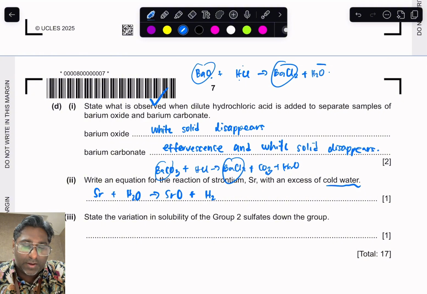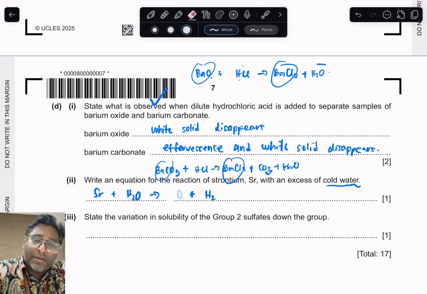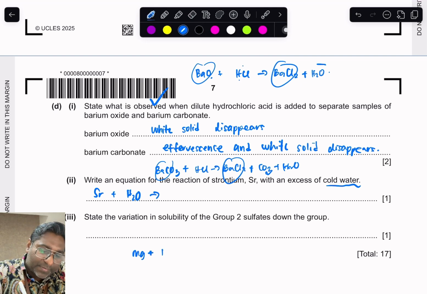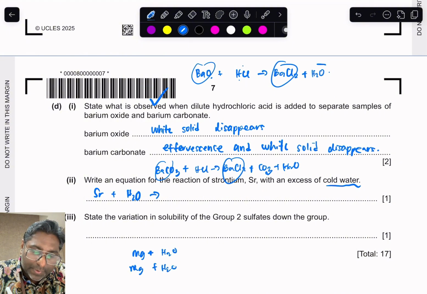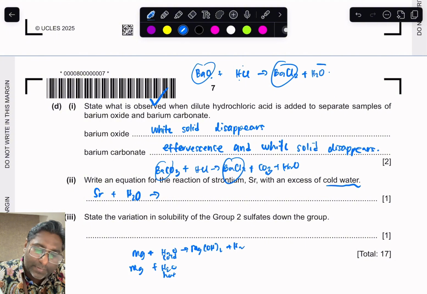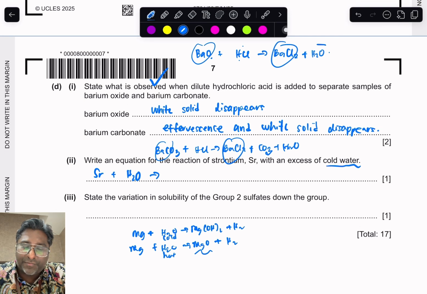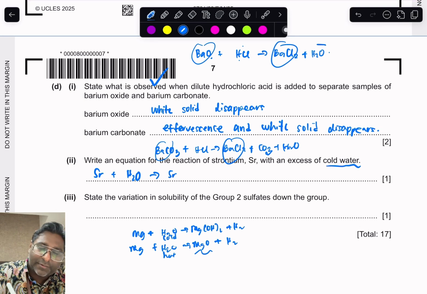Let's check whether the oxide is going to be like this. Magnesium, when it reacts with H2O, it can react in cold condition and hot condition. Cold gives magnesium hydroxide plus hydrogen, but hot gives magnesium oxide plus hydrogen. So we will actually focus on the more vigorous reaction, so it should be SrO, not OH anymore.